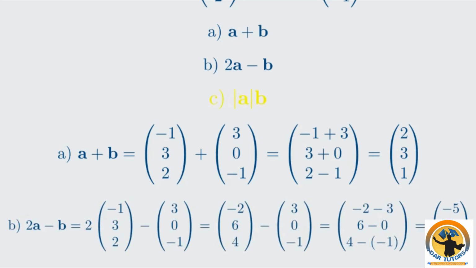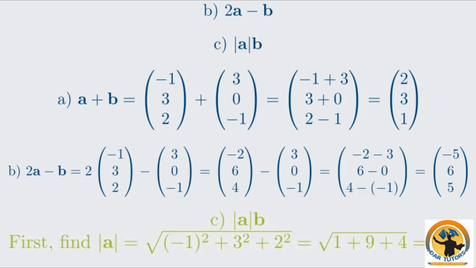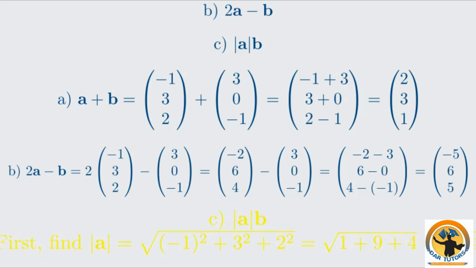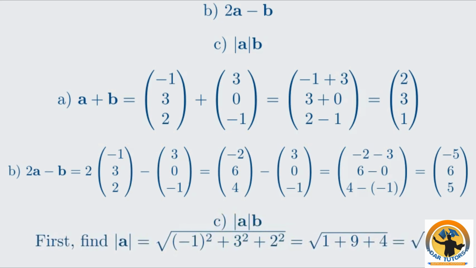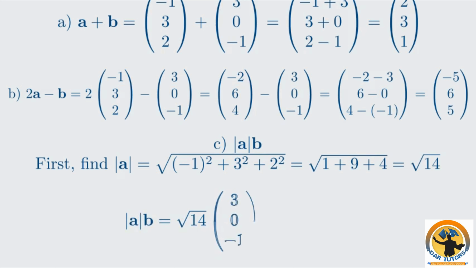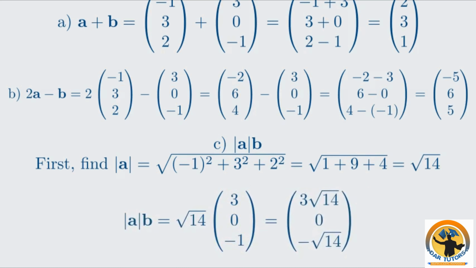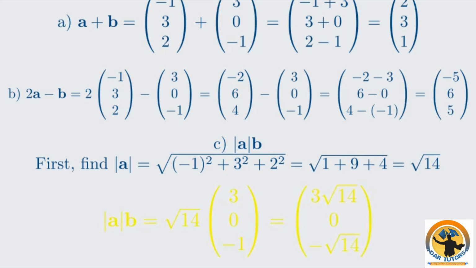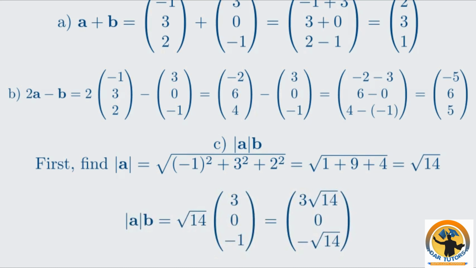Finally, let's find the magnitude of A times B. First, we need to calculate the magnitude of A. This is the square root of -1 squared plus 3 squared plus 2 squared, which is the square root of 14. Now we multiply this scalar, the square root of 14, by vector B. We multiply each component of B by the square root of 14. The result is the vector, 3 times the square root of 14, 0, negative the square root of 14.